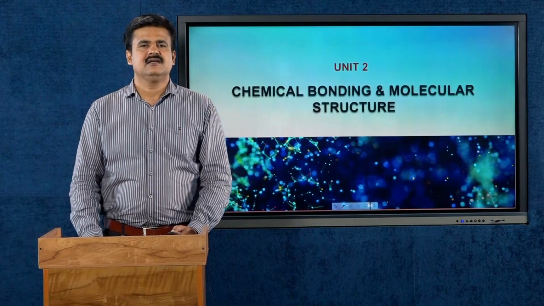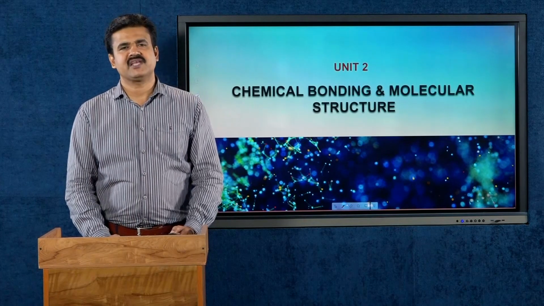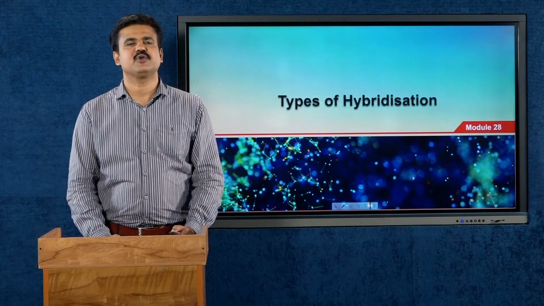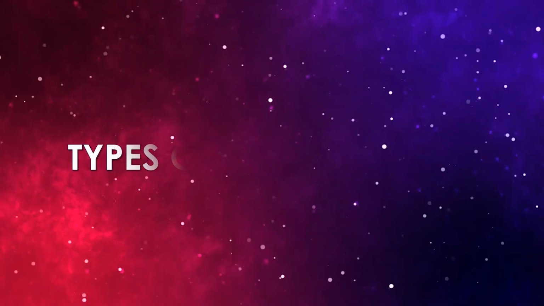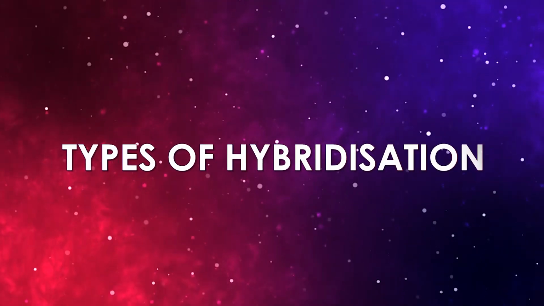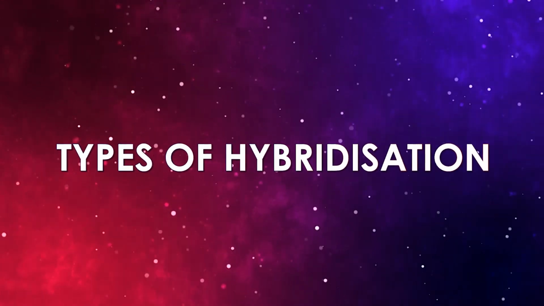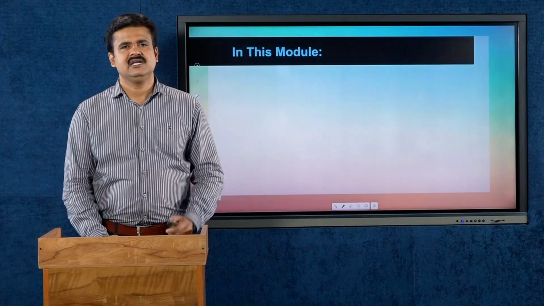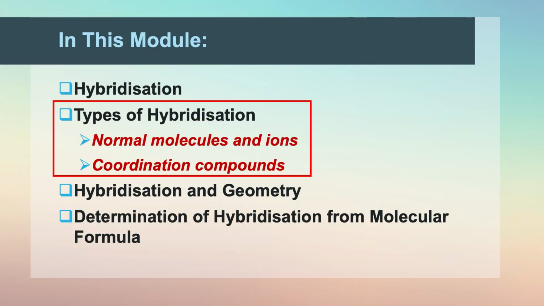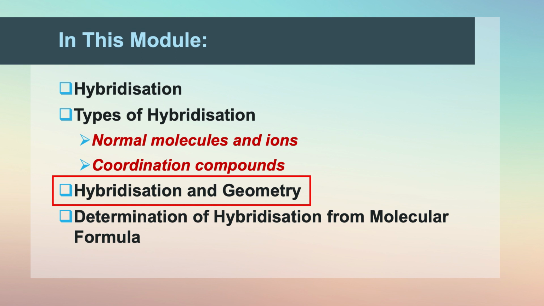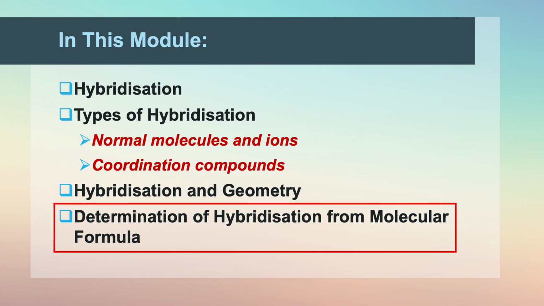Welcome dear learners. We are continuing Unit 2, Chemical Bonding and Molecular Structure. In the present module we are discussing types of hybridization. The contents of this module are hybridization, types of hybridization in normal molecules and ions, type of hybridization in coordination compounds, hybridization and geometry, determination of hybridization from molecular formula.